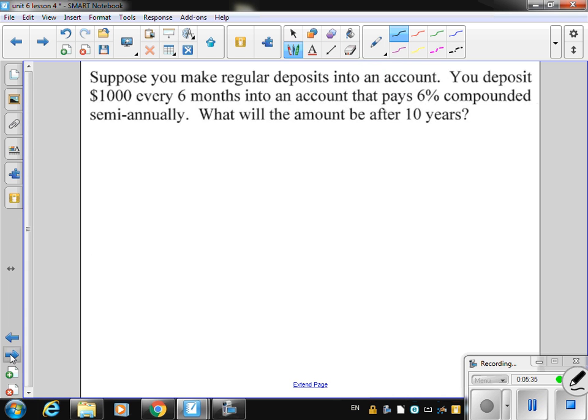Okay, suppose you make regular deposits into an account. You deposit $1,000 every 6 months into an account that pays 6% compounded semi-annually. What does semi-annually mean? Twice a year or every 6 months. So it matches how often you pay into it.